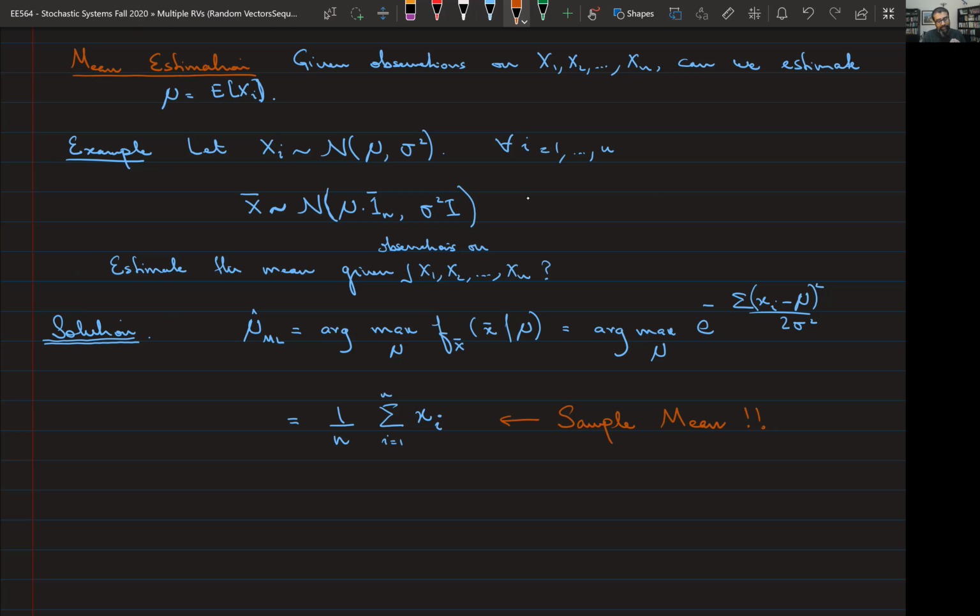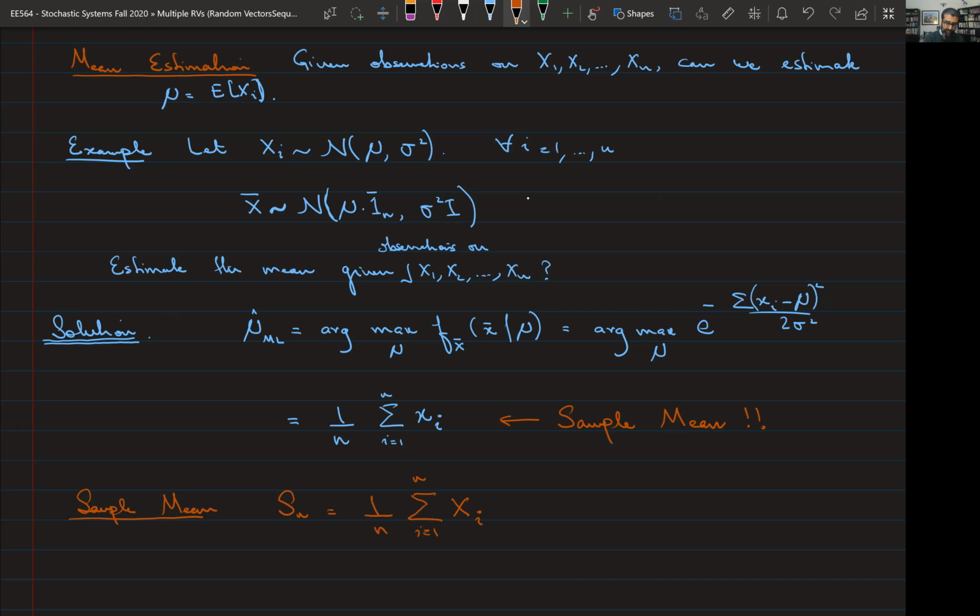But the reason for putting this example up is that when the random variables are Gaussian, the sample mean is actually the maximum likelihood solution as well. So the sample mean, let me conclude this. The sample mean is given as Sn equals 1 upon n summation i equals 1 to n xi. So this is the sample mean.